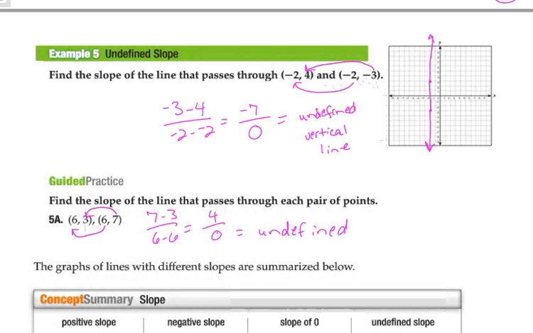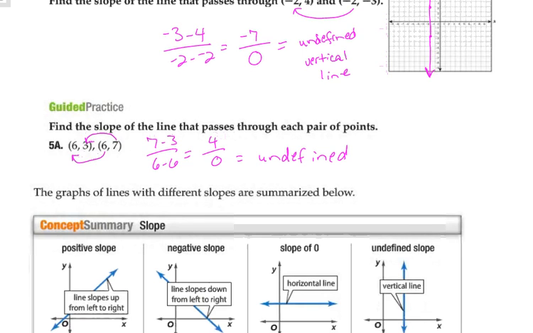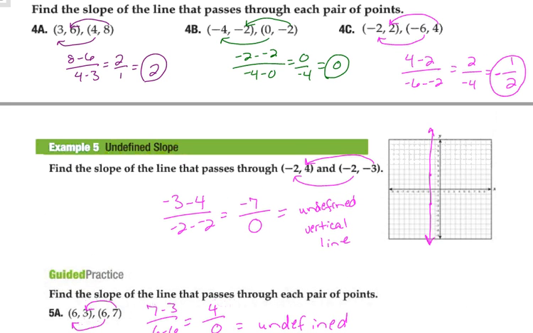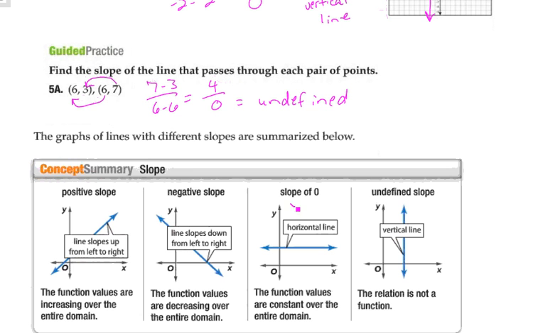Because again, there's 4 different types of slopes we can get. Positive and negative are pretty darn easy. Slope of 0 is our horizontal line. Here's a trick. Notice what happened up here. Our y values are the same. So slope of 0, y value is the same. That way you don't have to go through all that mess. Undefined slope, x values, the same.